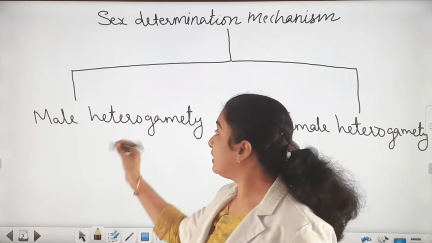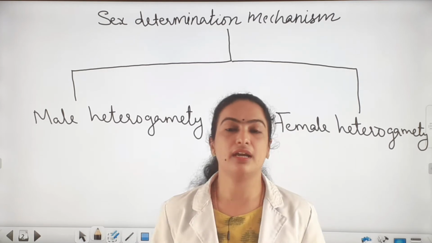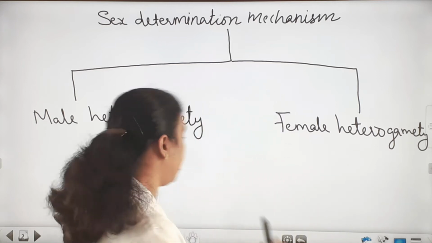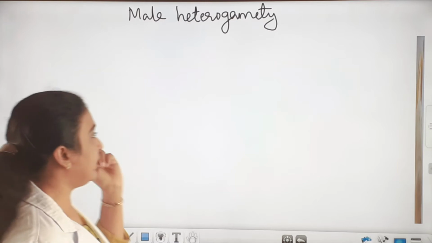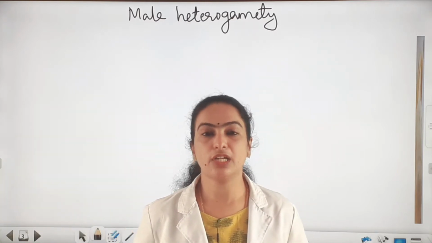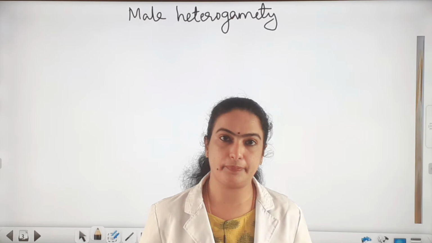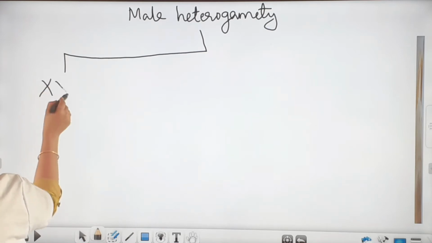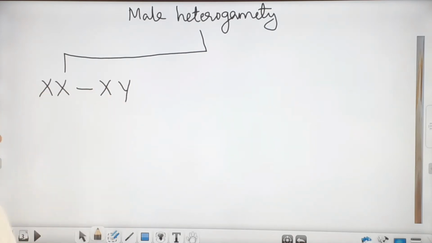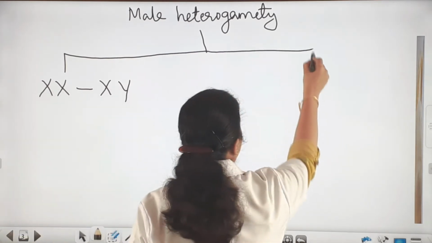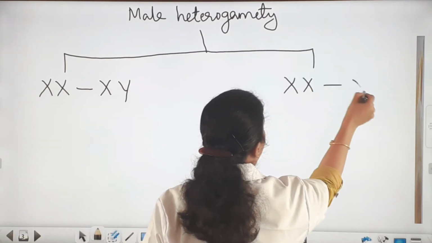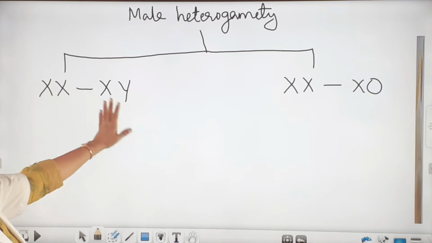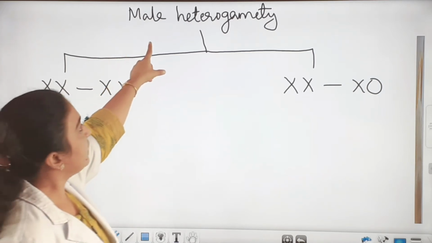Let's see the different types of sex determination mechanism based on male heterogamety. Two types of male heterogamety we can see. The first one is XX, XY type, and the second one is XX, X0 type. Here XX, XY type is coming under male heterogamety.